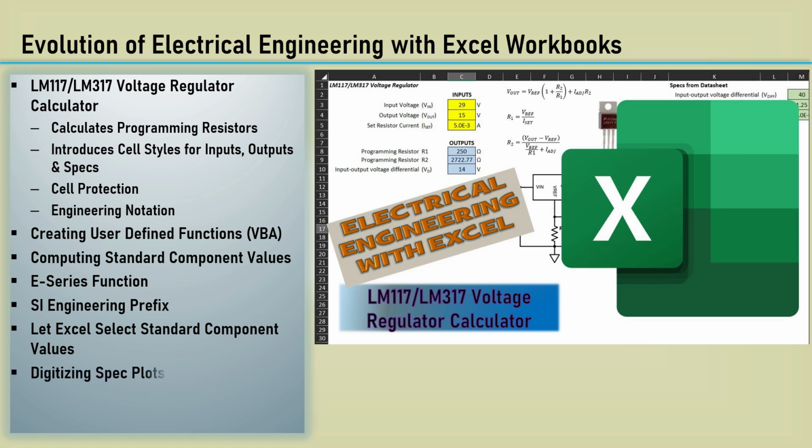Digitizing spec plots allowed us to calculate spec values numerically without having to draw lines on a chart. Next was a semiconductor thermal calculator to predict junction temperatures. We then expanded that to include a thermal materials selector. The workbook at this point has all that functionality in it. To improve on it, we need to get control over the user inputs, so improper inputs do not break the calculation.